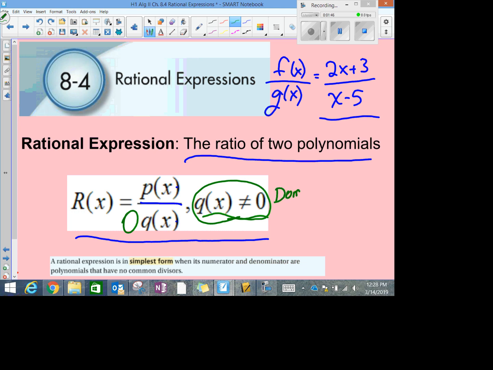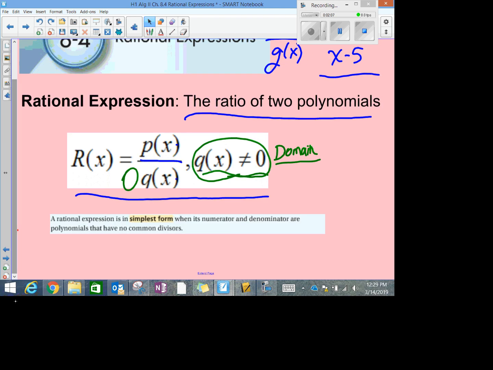We're not going to get into this too far in this class, but in pre-calc, when you look at these, there'll be a lot of talk about the domain. Right now, just know that you can't have any values of x that would make that bottom value 0, because you can't have a fraction with 0 on the bottom. So the first thing we're going to do is simplify these.